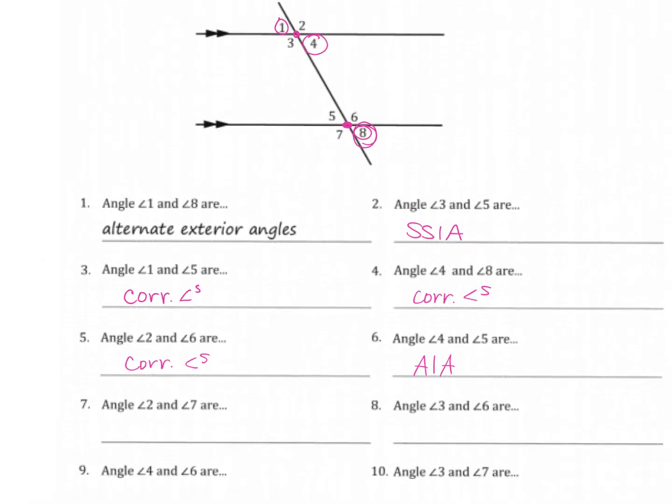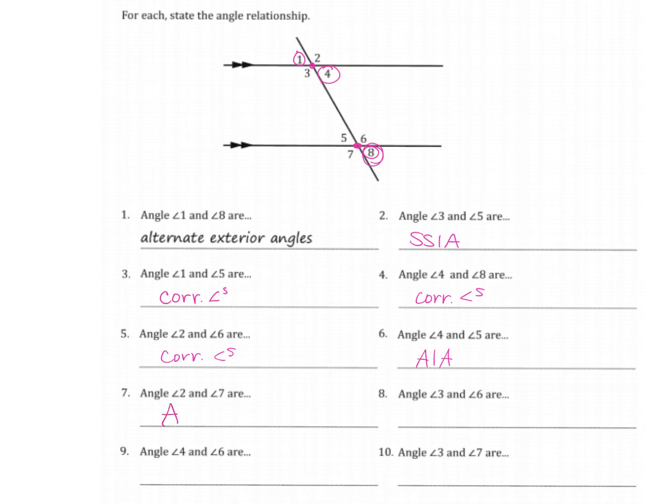2 and 7? Alternate exterior angles, because they're on the outside there. 3 and 6? Alternate interior angles, right? Opposite sides, but inside the parallel lines there. 4 and 6. On the same side of the transversal, right? This one's our transversal. So they're on the same side of the transversal, inside the parallel lines. So same side interior. SSIA. 3 and 7? Corresponding angles.